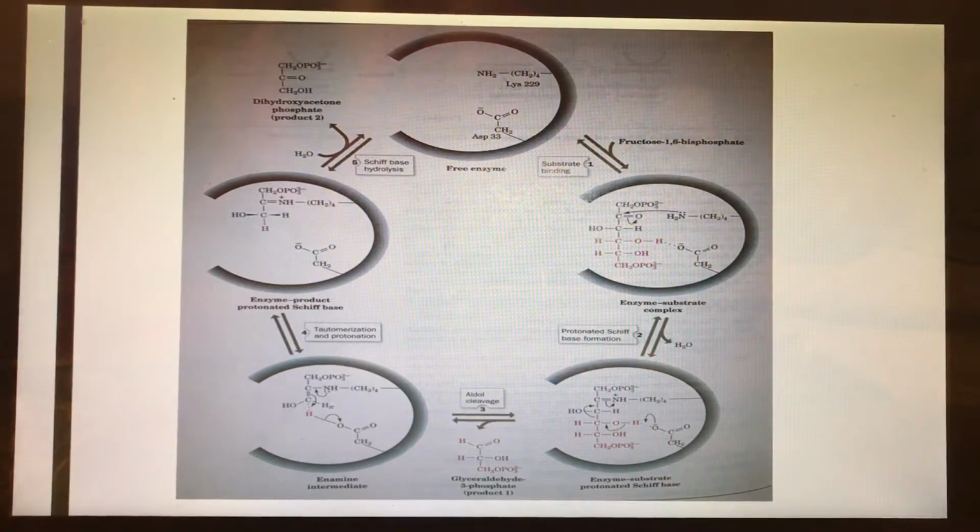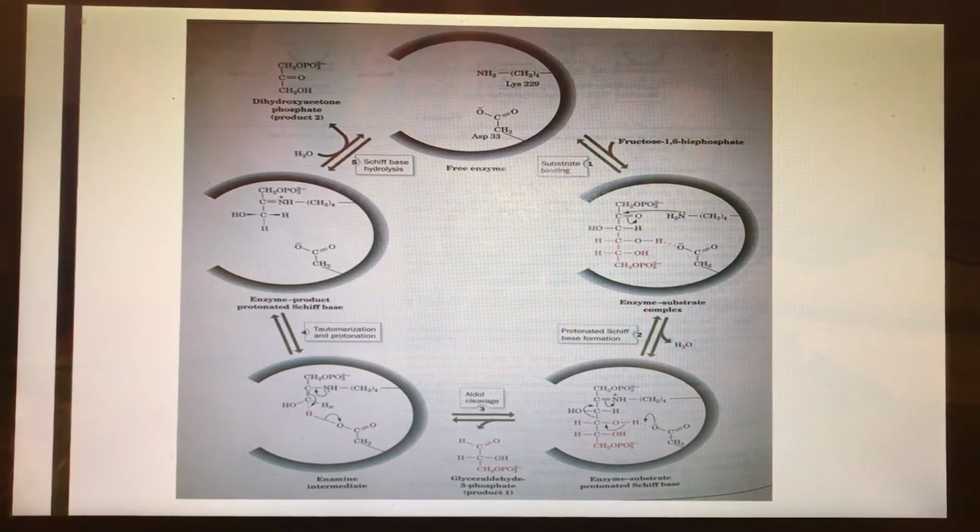This enamine intermediate is more stable than the enolate intermediate that is formed in this aldol cleavage when it's base catalyzed, meaning that when aldolase does not catalyze this reaction, an enolate intermediate is formed. And now when aldolase does catalyze this reaction, a more stable enamine intermediate is formed. Because this enamine intermediate is more stable and requires less energy for the reaction to proceed, the presence of aldolase in this reaction essentially catalyzes it. And it does so by forming this more stable intermediate.